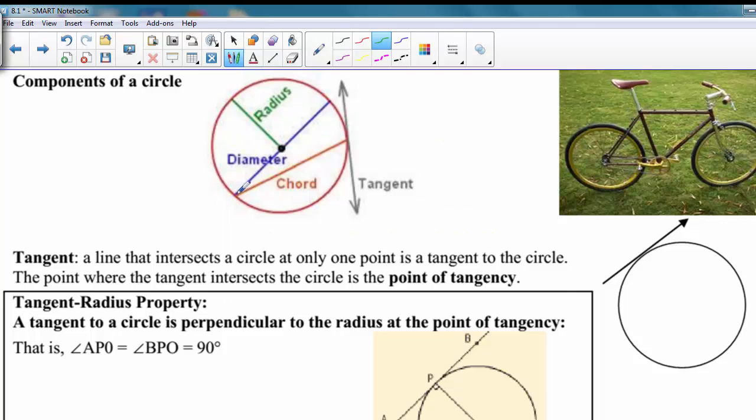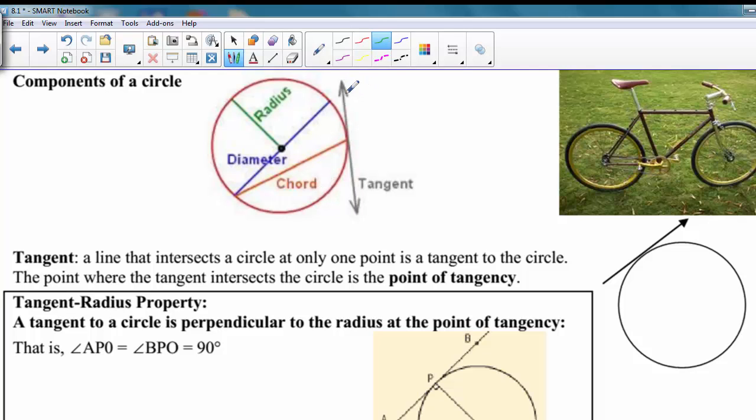If I connect any point on the circle with another point on the circle, as long as this one passes through the center of the circle, this line segment is called the diameter. If I connect any point on the circle with another point on the circle, and this one does not have to pass through the center of the circle, this one will be called a chord.